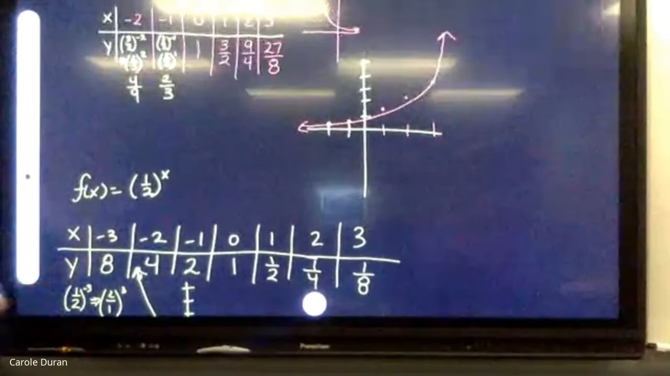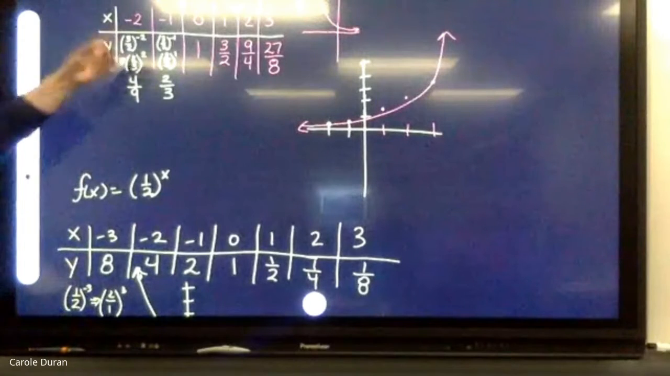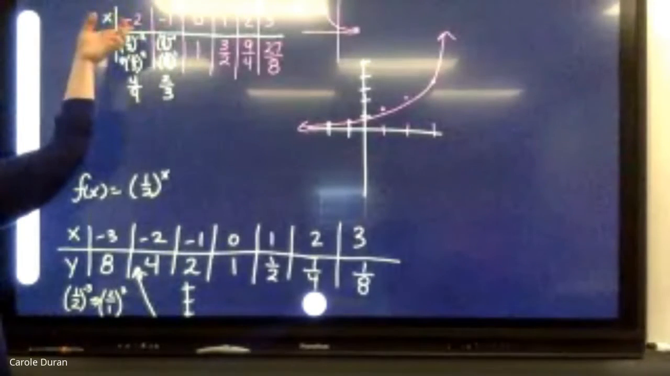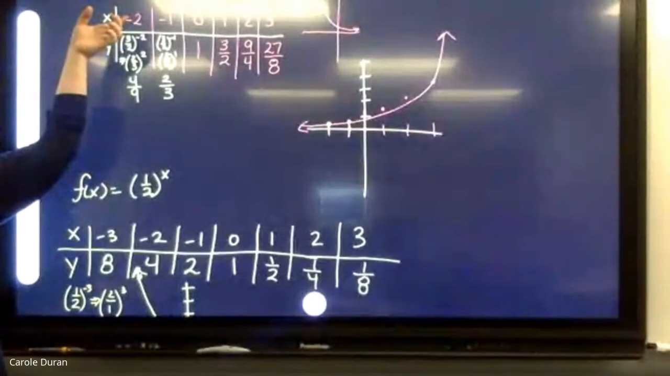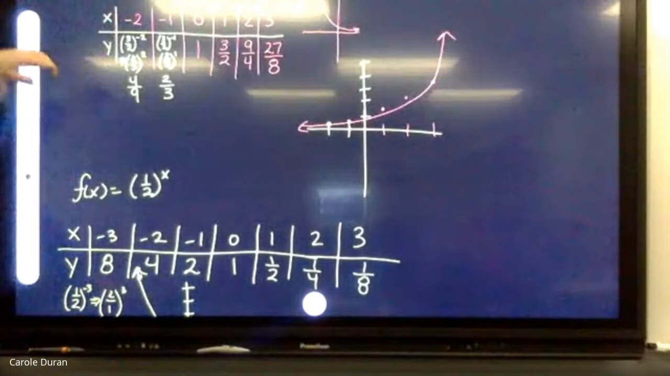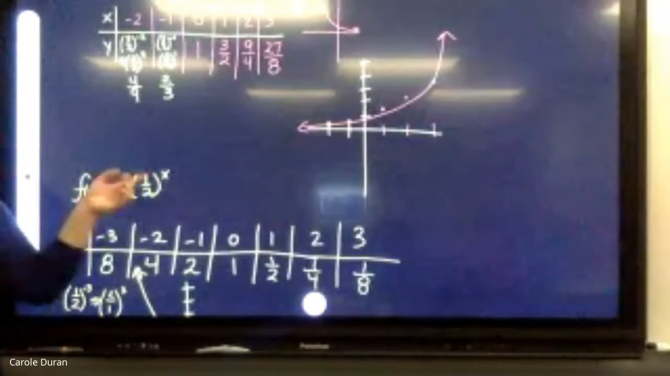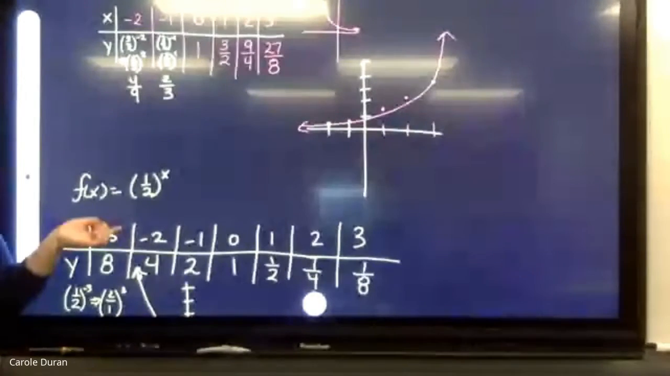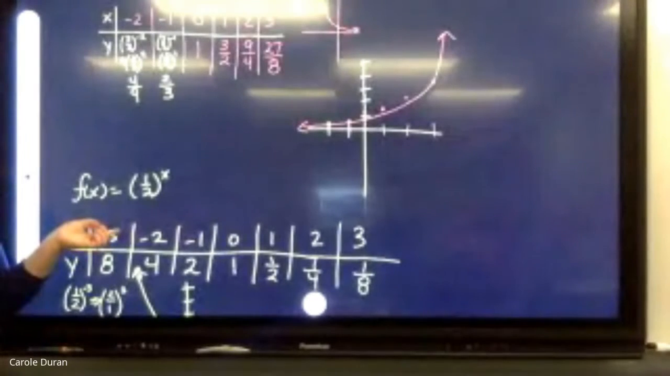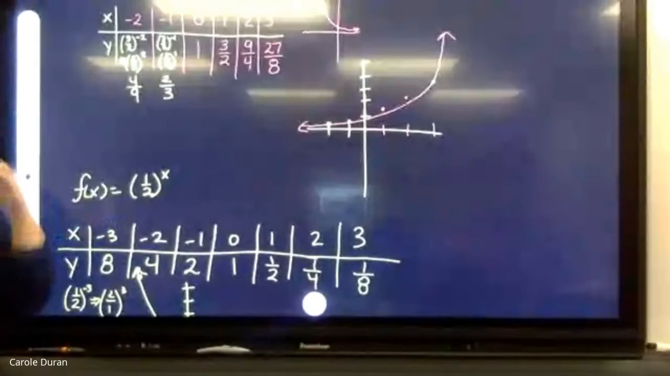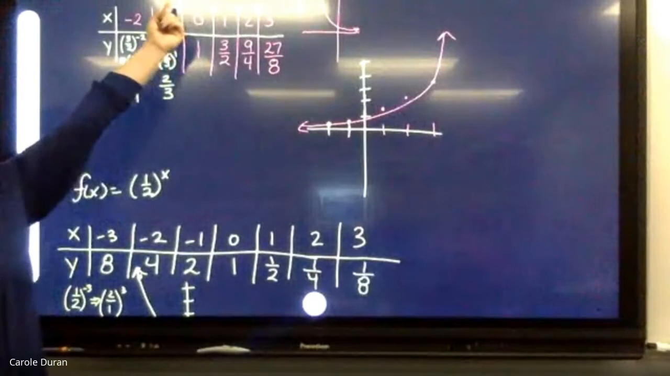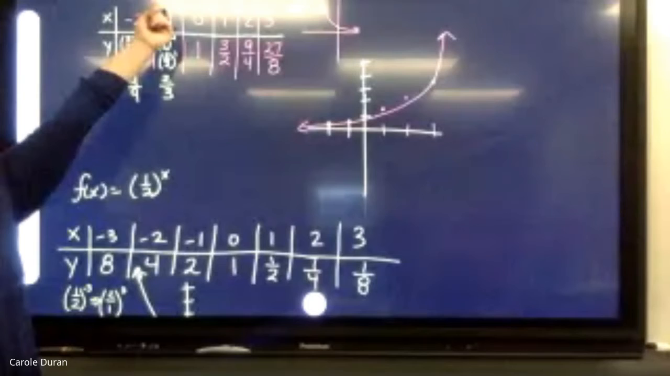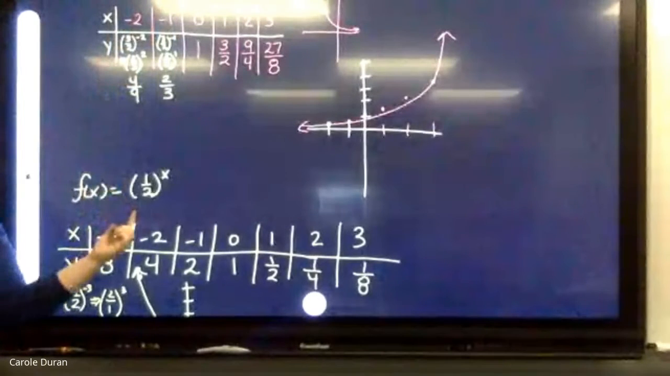Okay. So let's just take a look. What was my base value on my growth graph? 3/2. What was my base value on my decay graph? 1/2. So couldn't we generalize that any base greater than 1 is going to give us a growth? Well, any base between 0 and 1 is going to give us a decay.